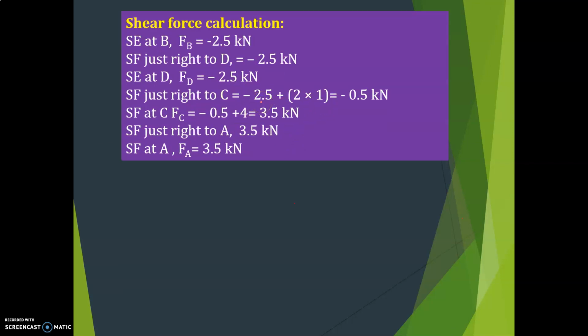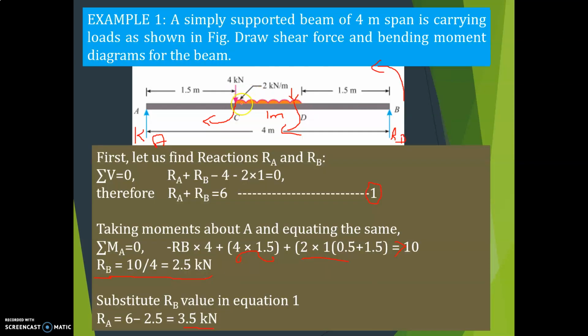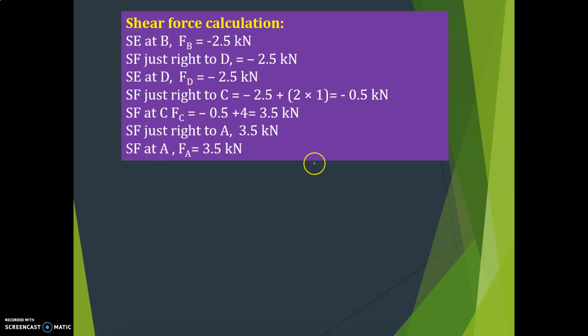Minus 2.5, okay, minus 0.5 you get, minus 0.5 plus 4. Why plus 4? I consider from the right side, so right side downward is positive. So plus 4. So what you get? It is equal to minus 0.5 plus 4, that is equal to 3.5 kilonewton.